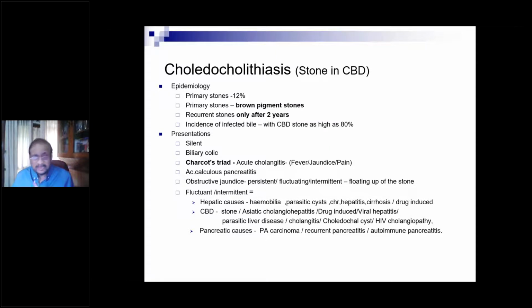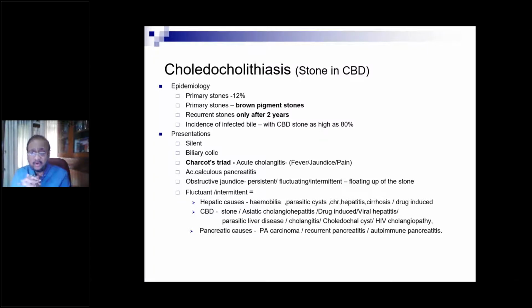You can have an acute calculous pancreatitis. We know that pancreatitis could either be alcoholic or calculous. The two common ones account for almost 90-95% of cases of acute pancreatitis. So this is an acute calculous pancreatitis, right? Obstructive jaundice, which could be persistent, or it could be fluctuating, which could be intermittent.